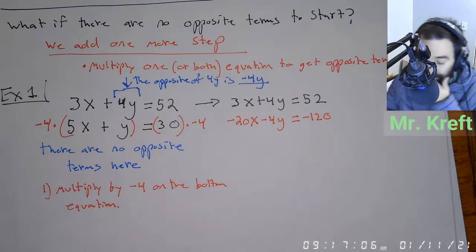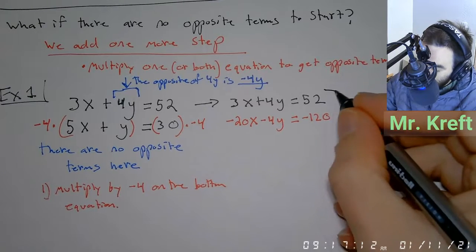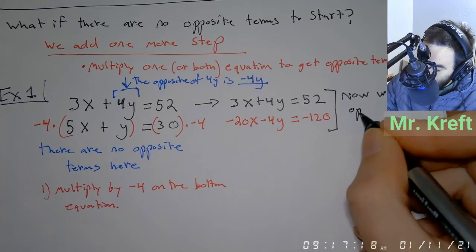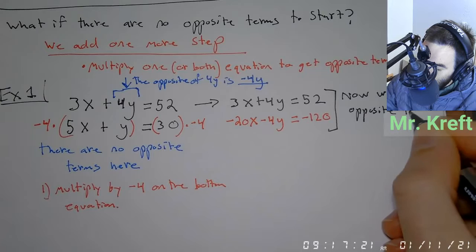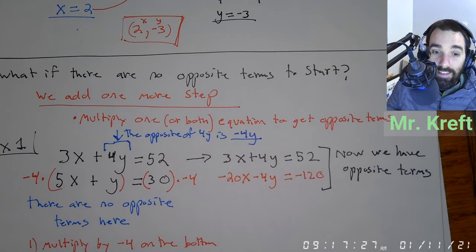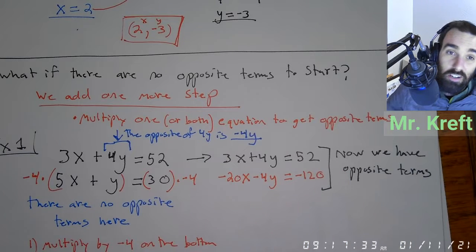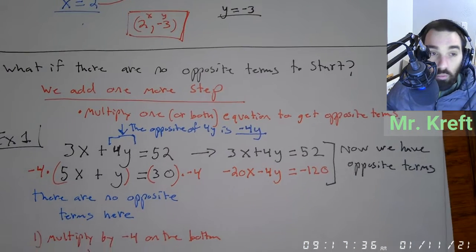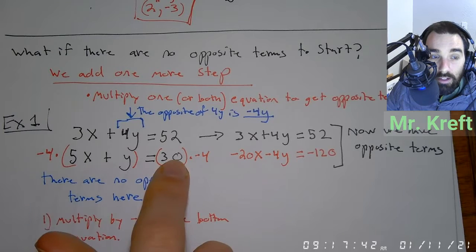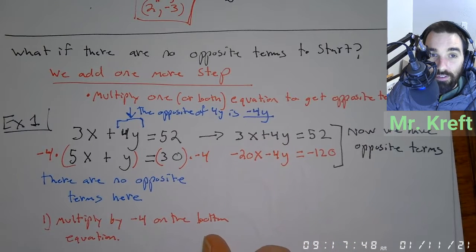And then that's it, guys. Now we have opposite terms. And that's it. That's everything new that we're learning today, because this right now is just like what we did in the warm-up. What we're looking for is, if you see there's no opposite terms, then we're going to take one of our equations and multiply by a number to make it so there are opposites.